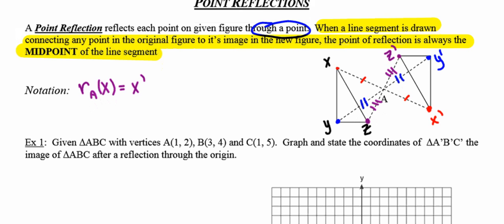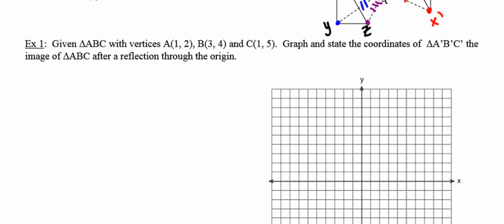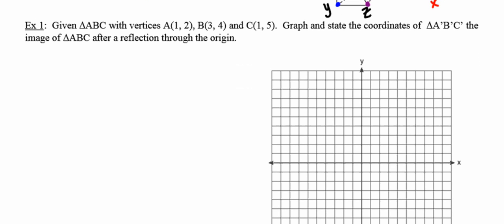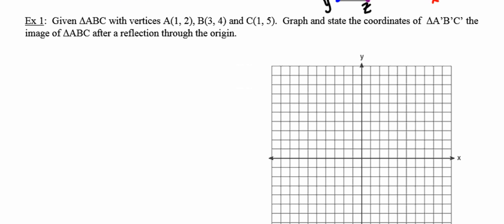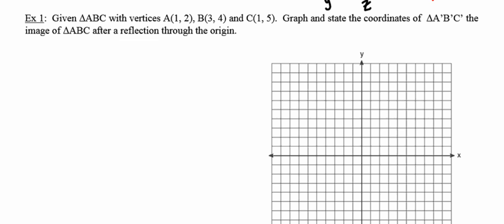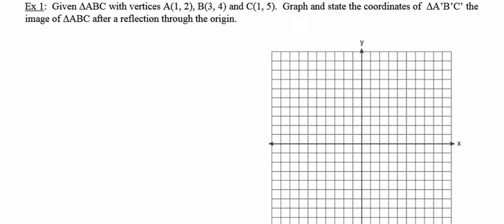All right, let's take a look at an example of what this would look like in the coordinate plane. It says we're going to start with triangle ABC with those coordinates. Graph and state the coordinates of triangle A prime, B prime, C prime, which is going to be the image of the original triangle after reflecting it through the origin. So I'm going to go ahead and start with triangle ABC, and I'll plot those points first of all.